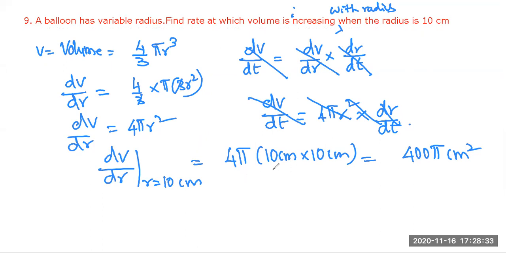Question number 10. This is an important question. It has been given two times. One was in the sample papers, and in the final exam also, 2015 or 16 probably. This question was given. So that's an important question.